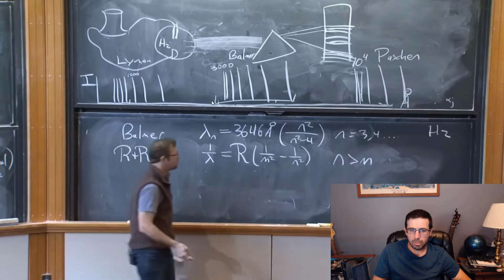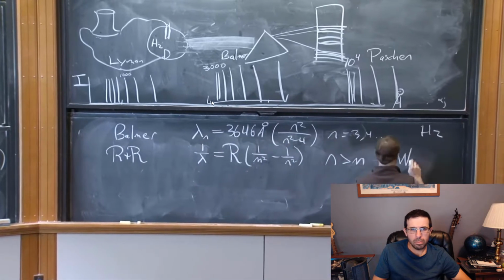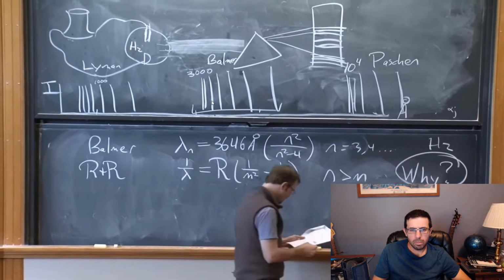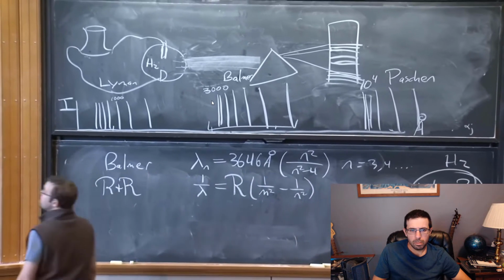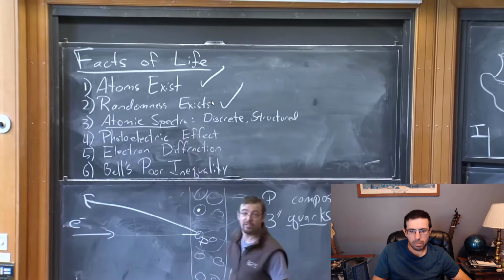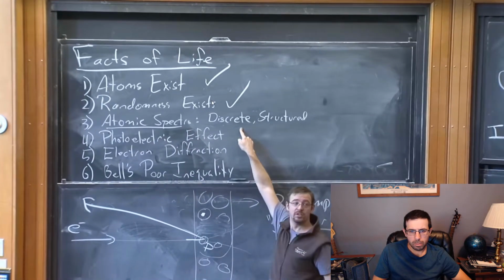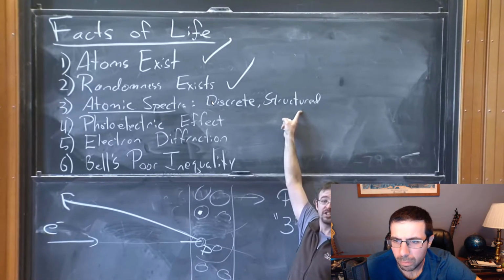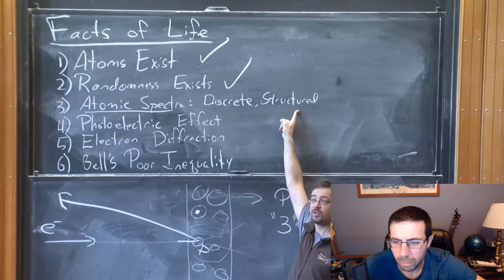So again, why? As it's said, who ordered that? Okay. So this is experimental result 3 that we're going to have to deal with. When you look at atoms and you look at the spectra of light coming off of them, their spectra are discrete, but they're not just stupidly discrete. They're discrete with real structure, something that begs for an explanation.